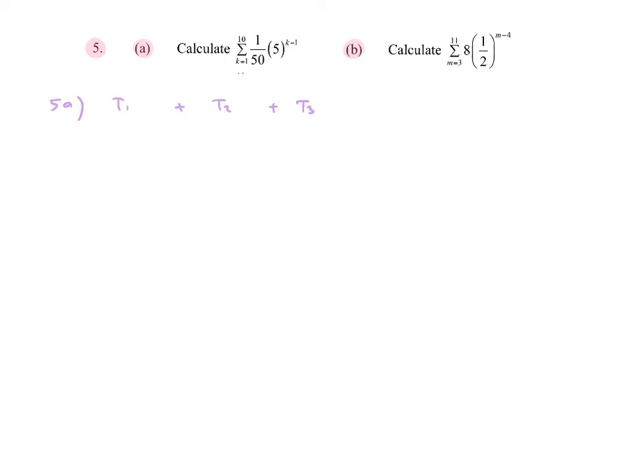To calculate the first term, it's going to be 1 over 50 and then 5 to the power of, and what's your bottom counter? It starts at 1, so it's k minus 1, and k is 1, so 1 minus 1. Do you follow? You substitute the bottom counter into k. So that's the first term, and then you work out the next one. It's 1 over 50, 5 to the power of, and you up that by 1, so 2 minus 1, and then 1 over 50, 5 to the power of 3 minus 1, and so you continue.